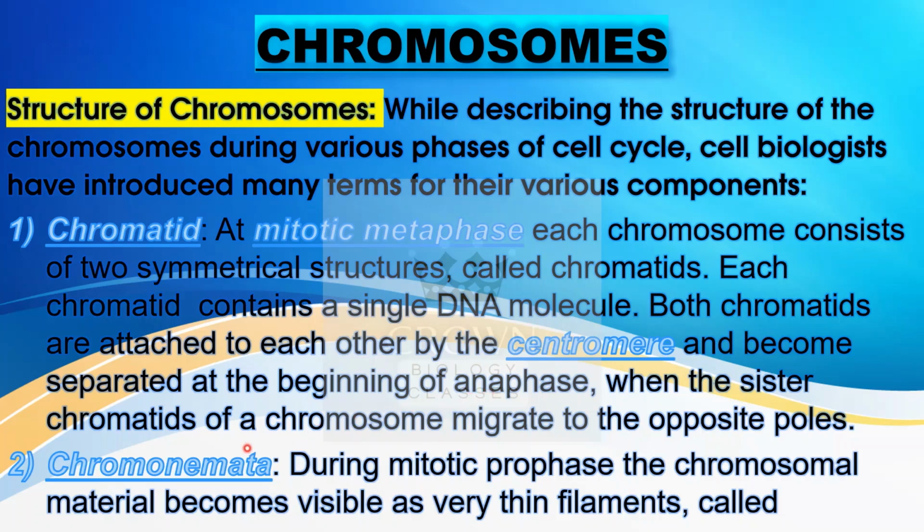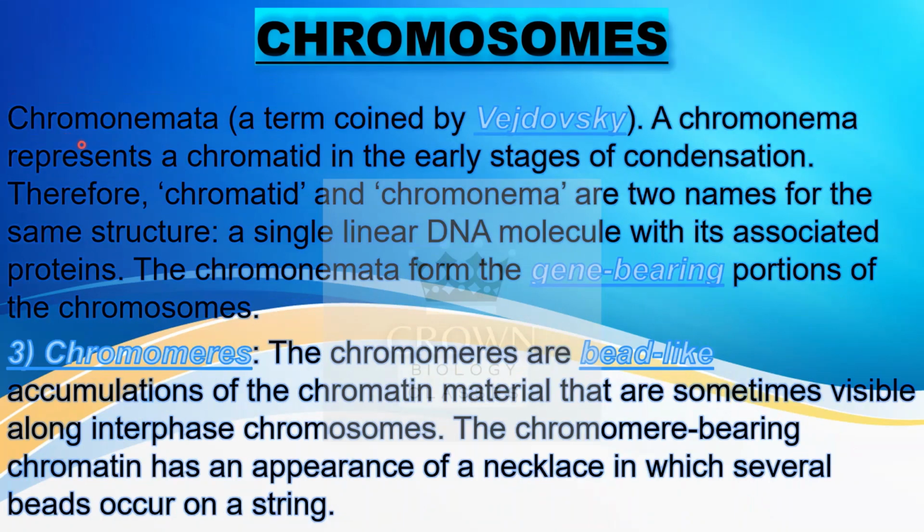The second component involved in the formation of the structure of chromosome is chromonymata. During prophase stage of mitosis, the chromosomal material becomes visible as very thin filaments. And when we observe the chromosomes during the prophase stage, the chromosomal material becomes visible as very thin filaments, and those thin filaments are called chromonymata. That is the term coined by Wajdowski.